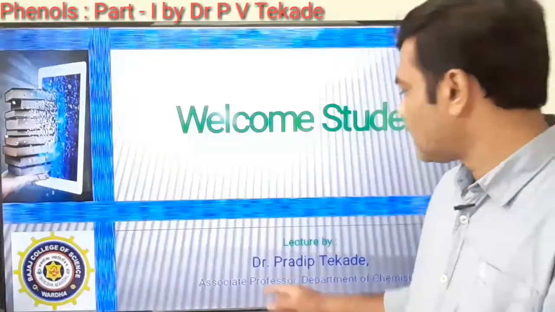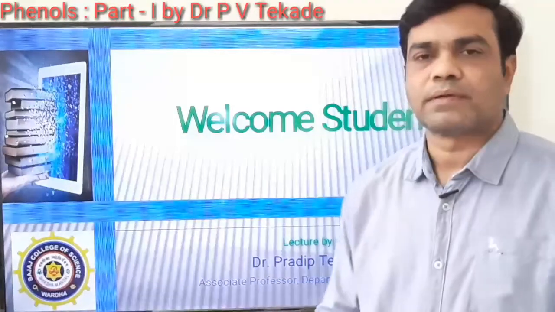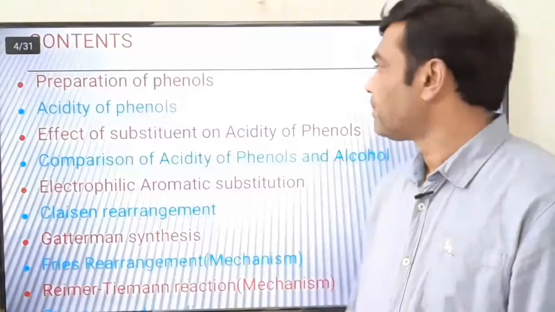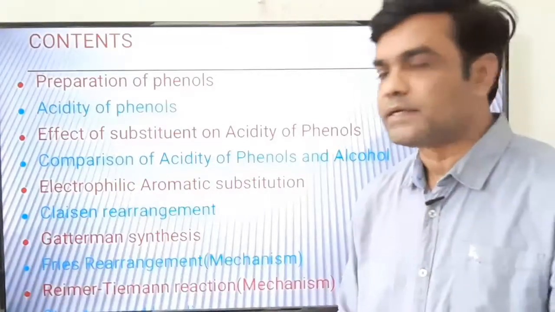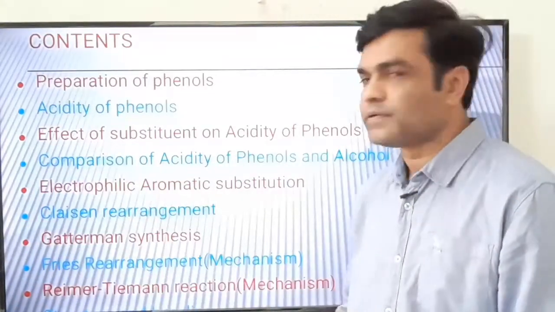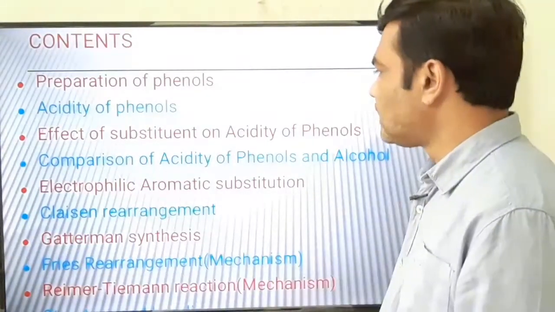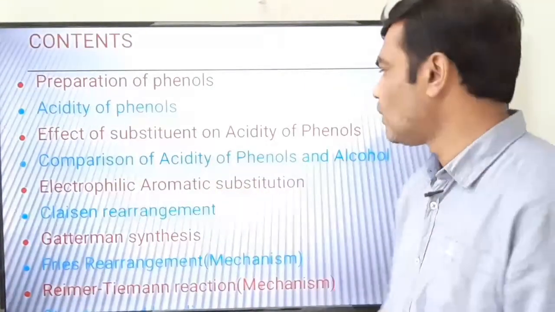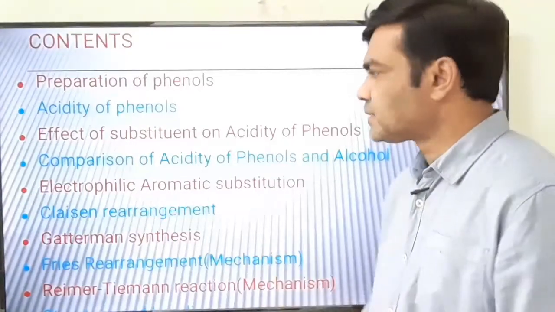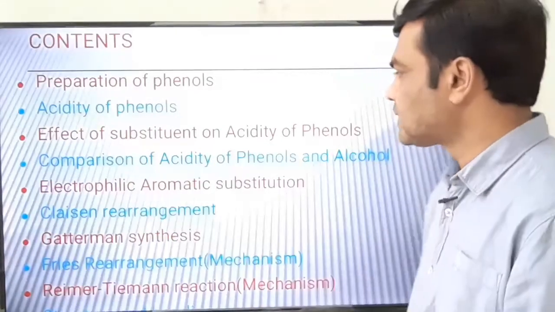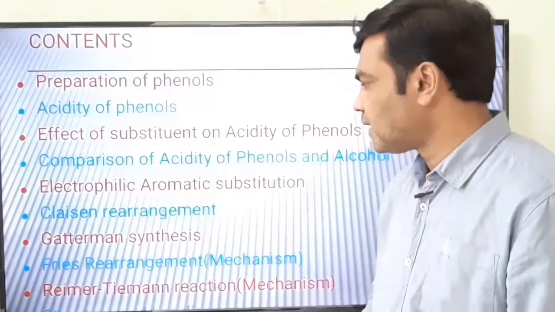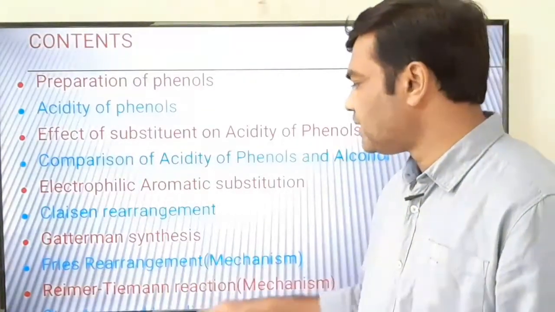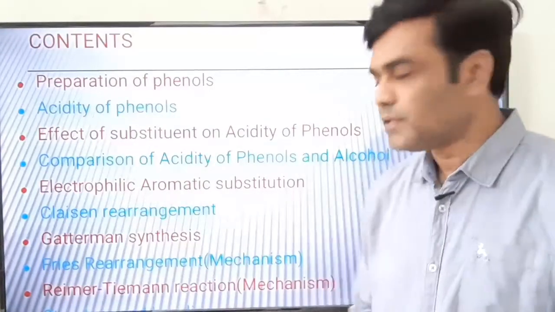Welcome students. Today we are going to discuss the chapter phenol, and in this chapter we are going to discuss the preparation of phenol, acidity of phenols, then effect of substituent on acidity of phenol. After that we will discuss the comparison of acidity of phenol with alcohol, then aromatic electrophilic substitution reactions, Claisen reaction, Gattermann synthesis, and in detail we are going to discuss the Fries rearrangement and Reimer-Tiemann reaction with mechanism.